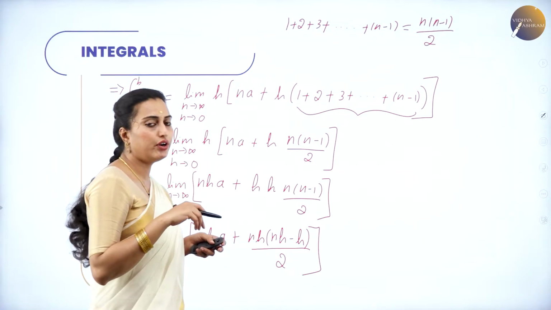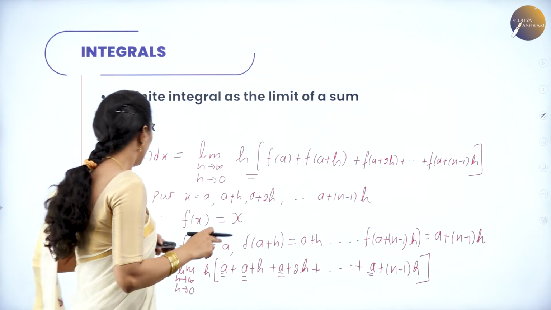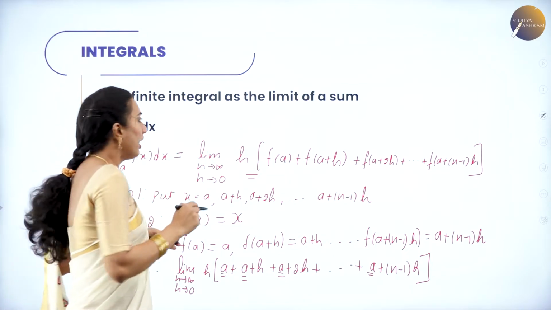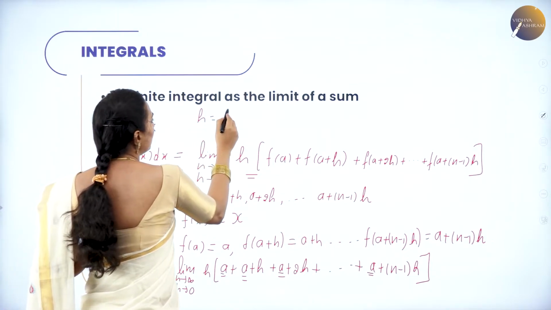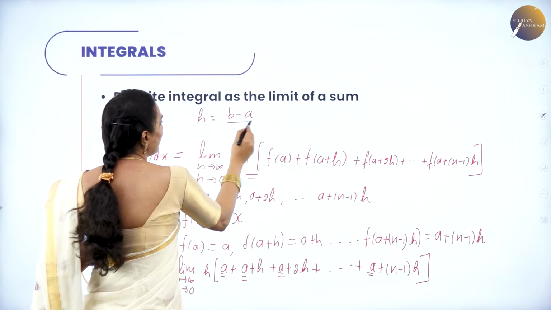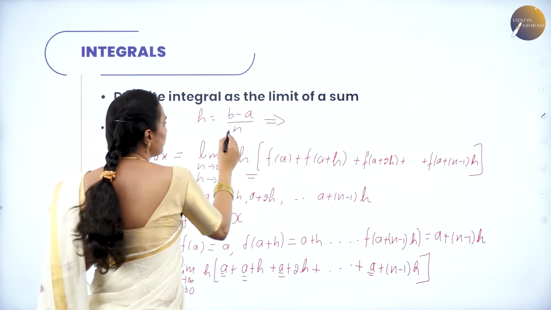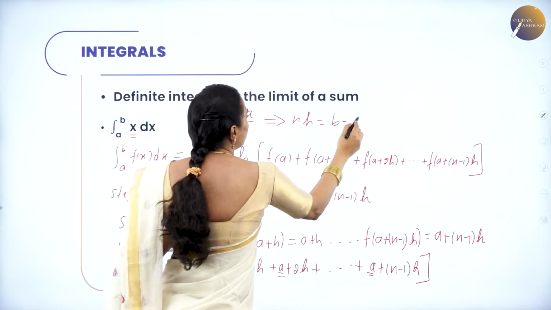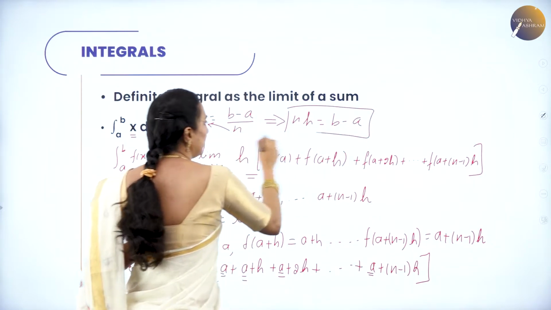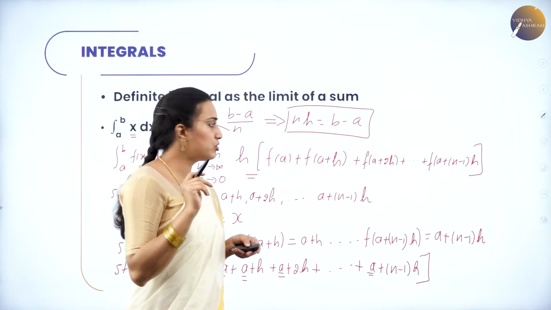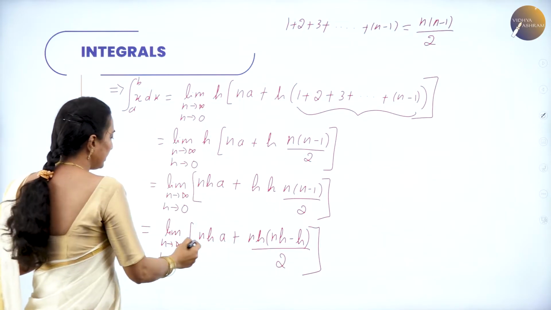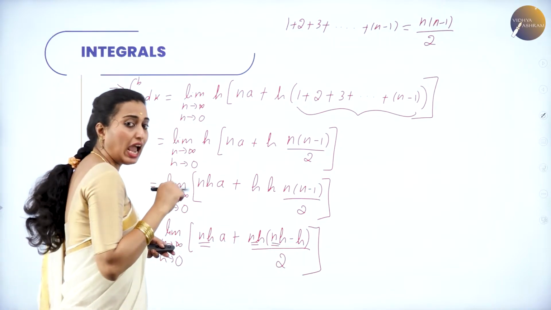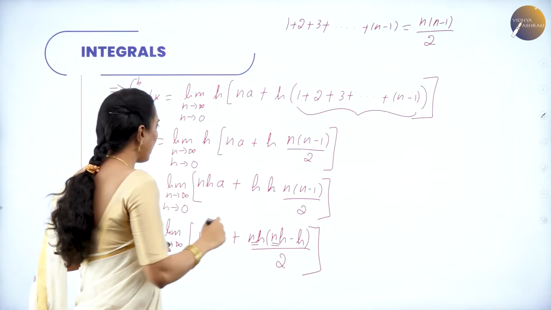Now, you are going to take it as what is nh. See, nh is nothing but, you already know by the formula, h is equal to (b minus a) divided by n, which implies that if you shift n to this side, nh will be equal to b minus a, isn't it? Now, taking nh equals b minus a, I am going to substitute it as b minus a. And then, after substituting, what happens?